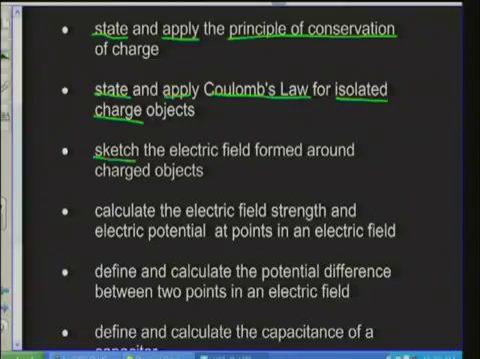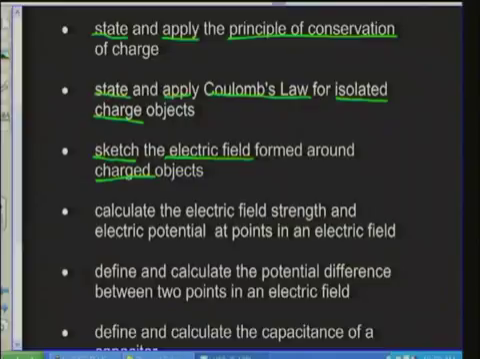You need to be able to sketch the electric field formed around charged objects, whether we're talking about a uniform electric field, as we're going to show in the revision session, or a non-uniform one. You need to be able to calculate the electric field strength and the electric potential at a point. There you know the equation that you have to use and where it comes from. We should be able to revise and get to that point.